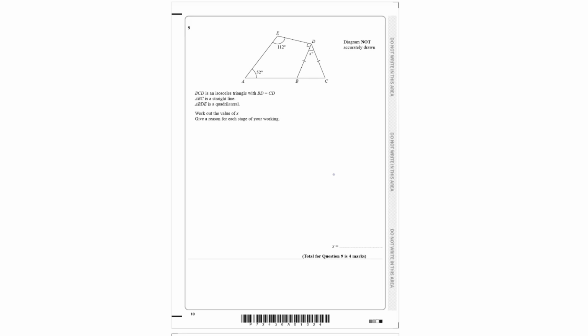BCD is an isosceles triangle with BD equal to CD. ABC is a straight line. ABDE is a quadrilateral. Work out the value of x and give a reason for each stage of your working.